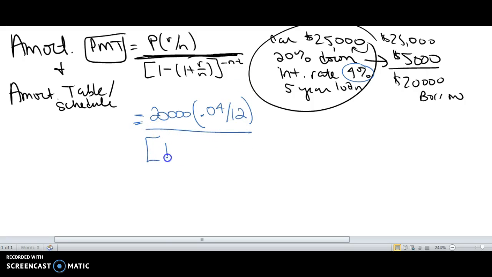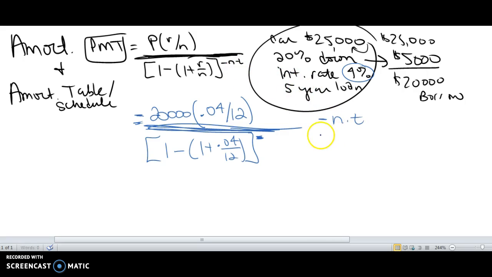And then down here we have 1 minus, and then parentheses 1 plus 0.04 all over 12. And then another end bracket, so all of that is over, and then n negative, so don't lose the negative there, and it's n times t. So again, time is always years, which is 5 years. All right, and then I have how often, which is the 12. So I'm going to put an exponent of a negative 60 there.